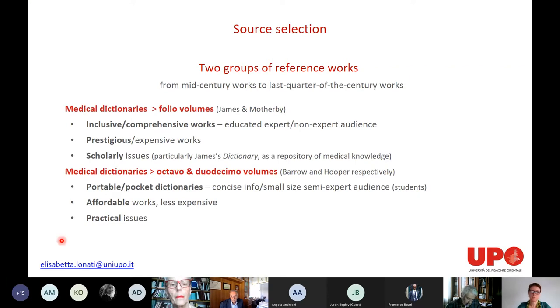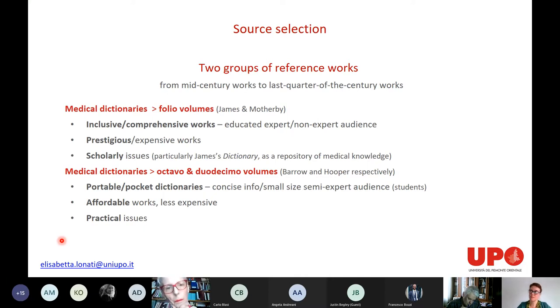The folio dictionaries are inclusive, comprehensive works for an educated expert or non-expert readership, and they're prestigious and expensive. So for wealthy people, upper middle classes or upper classes. In particular, James is characterized by its scholarly perspective, trying to include what was known at the time about medicine, medicine as a vast area of knowledge, including many other branches or sub-branches.